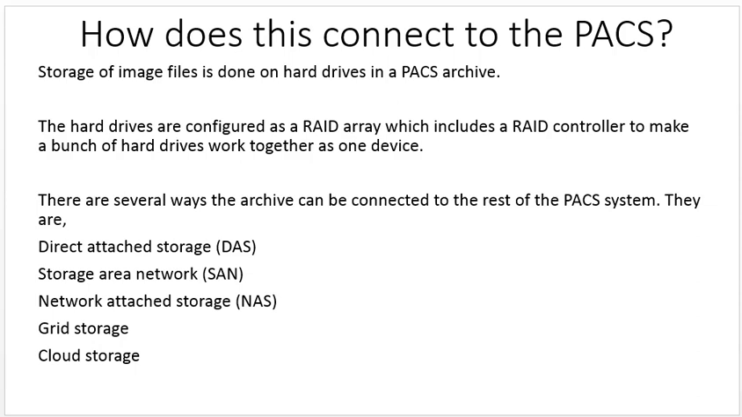How does all this connect to the PACS? Storage of image files is done on hard drives in a PACS archive. The hard drives are configured as a RAID array, which includes a RAID controller to make a bunch of hard drives work together as one big device.